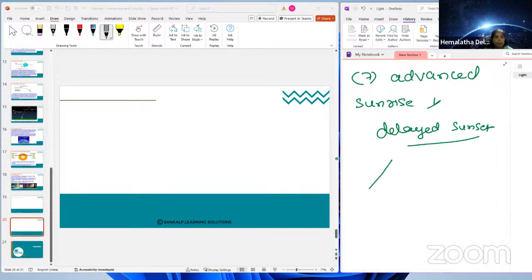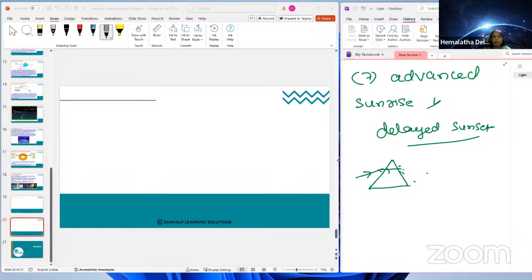Draw a neat diagram of the triangular prism, and you have to mention the parts. Incident ray, refracted ray, emergent ray. These things you have to explain. And what is this? 7 colors, it will split up also. So these things you have to explain.